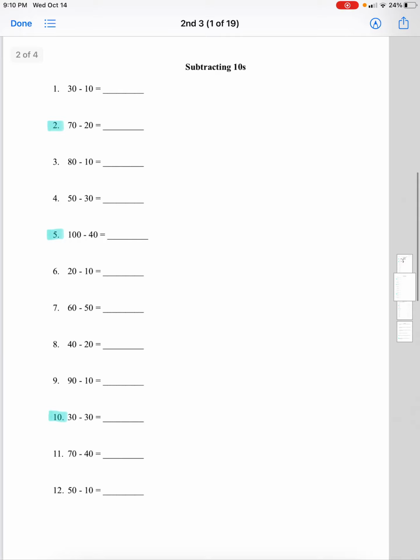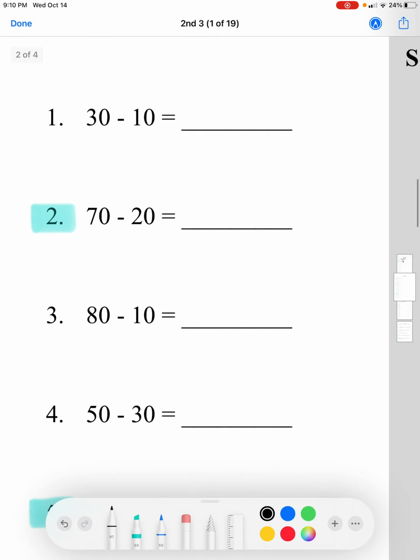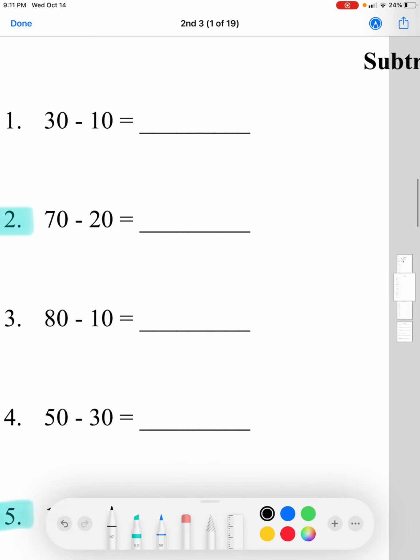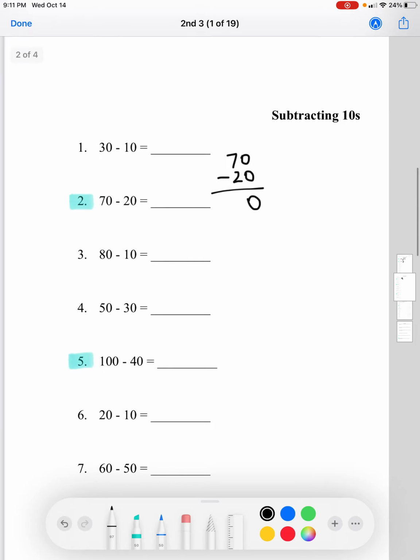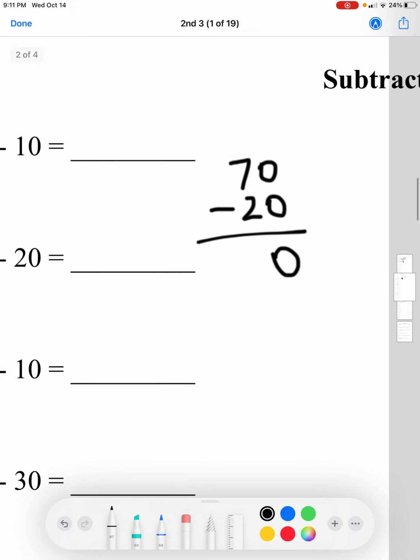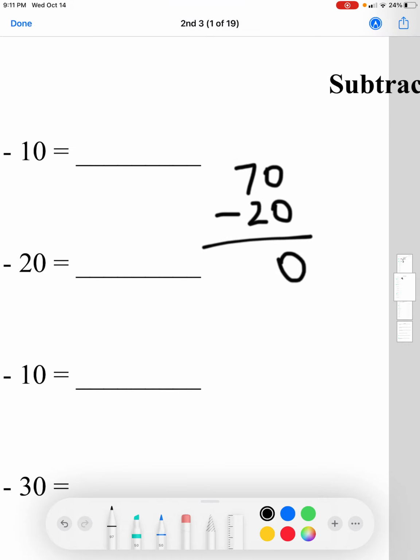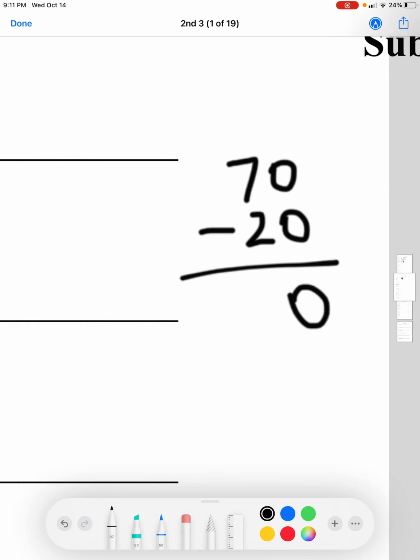Okay, now we'll move on to subtracting tens. Now we'll start with number 2 for our first example here. So we'll rewrite the question again here. 0 minus 0 equals 0. On this page, each number ends with the number 0, so all the answers will also end with the number 0 because 0 minus 0 equals 0. Now since we did 0 minus 0 here, we'll move on to 7 minus 2.